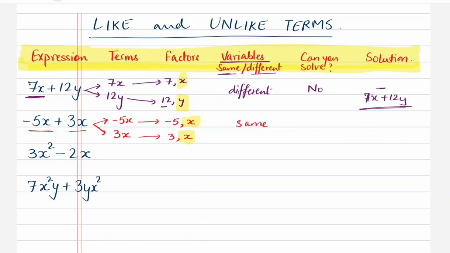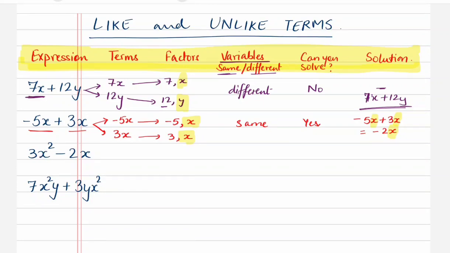So when they are the same, can you solve that? Yes. And when we solve it, we will do minus 5 plus 3. So minus 5x plus 3x is going to be minus 2x. We can add or subtract the numbers. The variable will remain the same, and you solve the number, right? Let's do the next one.